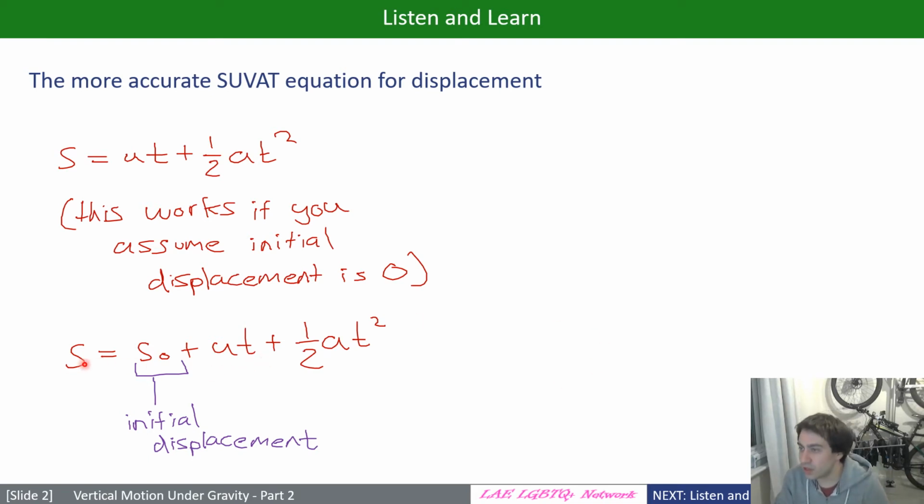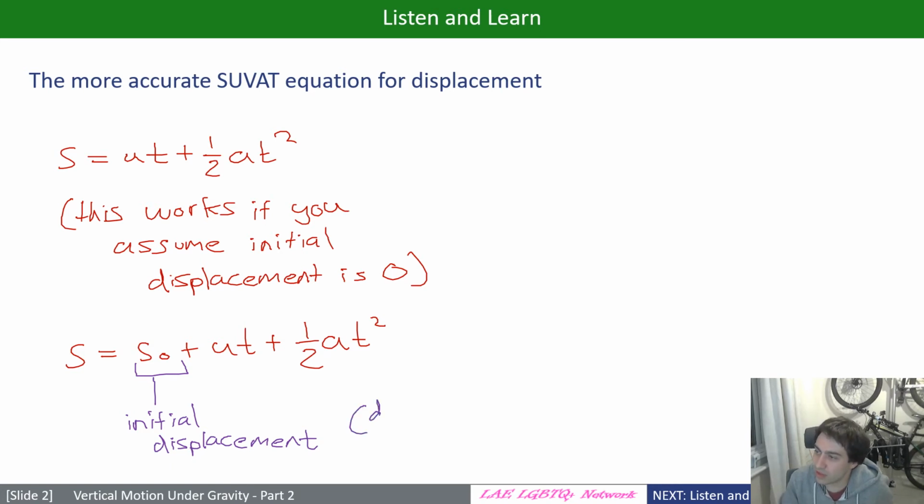So if you look at the new version, which is the one that I think we should start thinking about generally, it's basically the same, and in fact when S0 is 0, it is the same, right? Which makes sense, because the whole point is this works when your initial displacement is set as 0, when you say the starting point is my 0 displacement point. But if it's not, then you'll use this version.